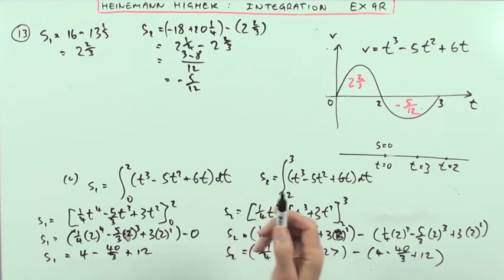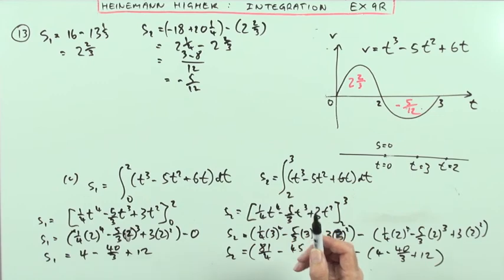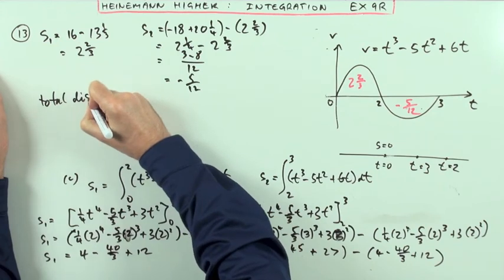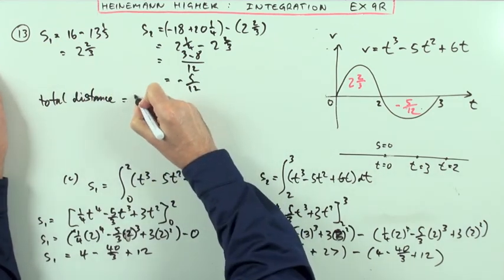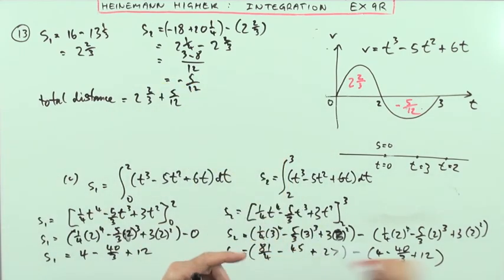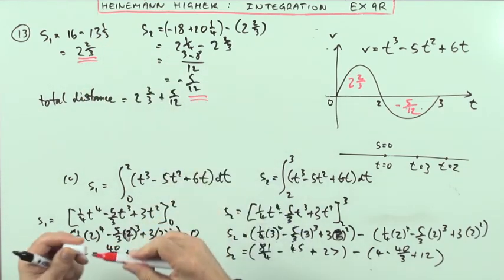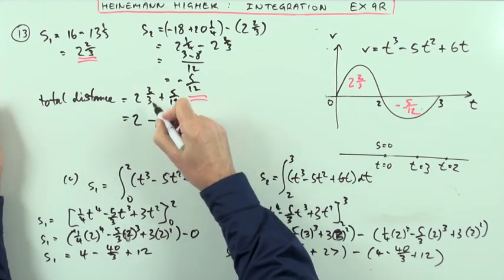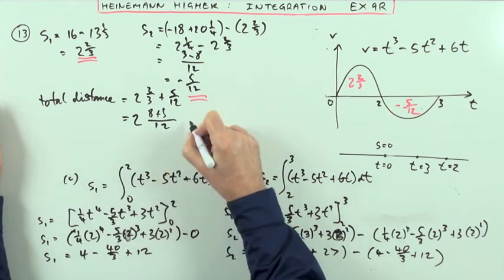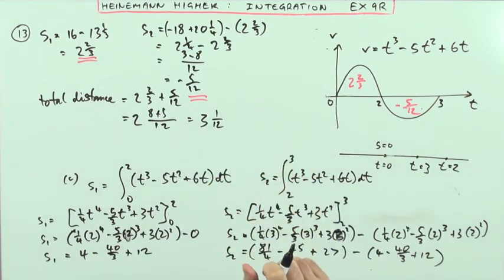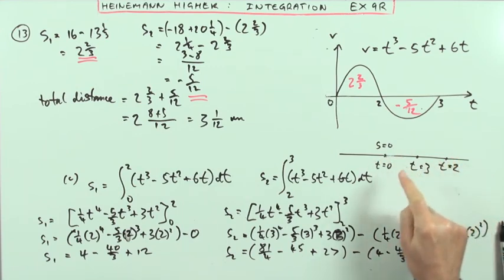But part C said, calculate the total distance travelled between 0 and 3. So that means the total distance will be the absolute values, ignoring directions, 2 and 2/3 plus the 5/12. That's a little bit of a pest because I've got fractions again. Make them into 12ths, so that's going to be 8 plus 5, which is 13, which is 1 and 1/12, so I get another 1 to the whole numbers. There's 3 and 1/12 units, though it doesn't actually say there were units, so 3 and 1/12 units was the total distance travelled forward and back.